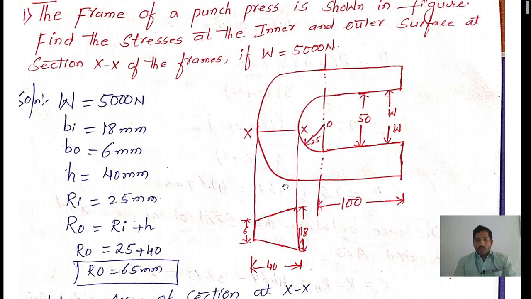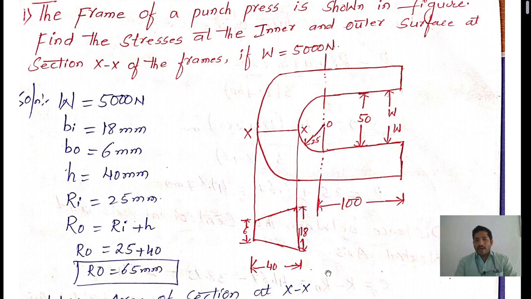Clear? So here, how much load is applied on the punch press machine? 5000 Newton load is applied on the punch press machine. Clear? So this is the axis, or we can say the section x minus x. This figure looks like a taper bar. This is the inner width or inner breadth of the taper bar, given as 18 mm, and the outer breadth of the taper bar is given as 6 mm, and this height is given as 40 mm.